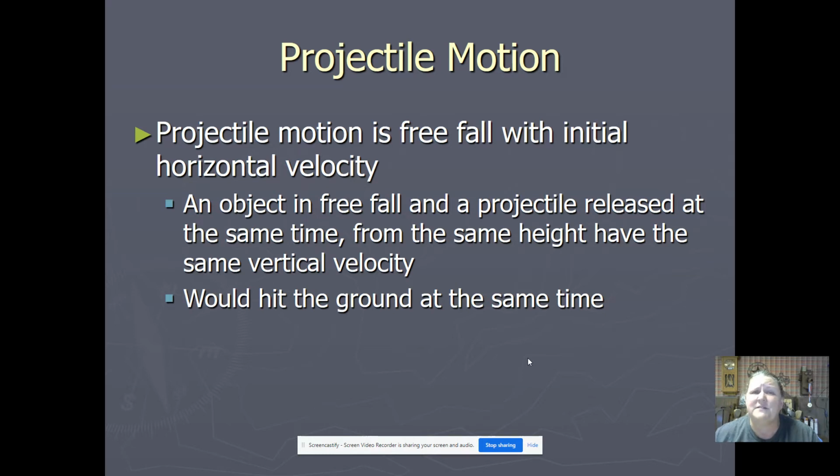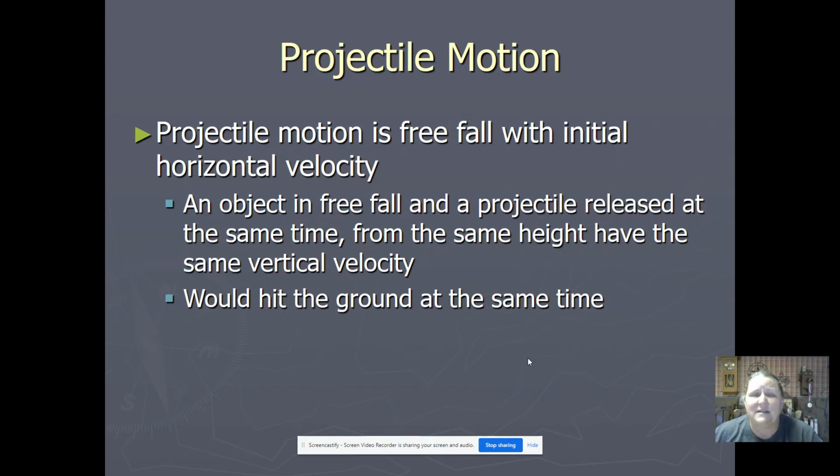This is hard to imagine, but think back: if all objects fall at the same rate, remember we saw the feather and the bowling ball video. If I'm on a cliff and I throw a rock straight out, and at the same time I release another rock, so I release a rock and I throw a rock out and it goes down, they are going to land at the same time.